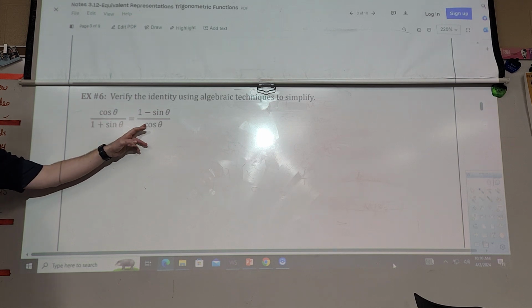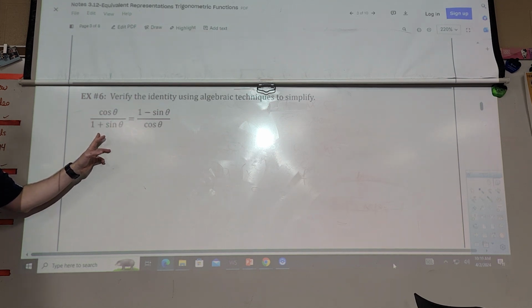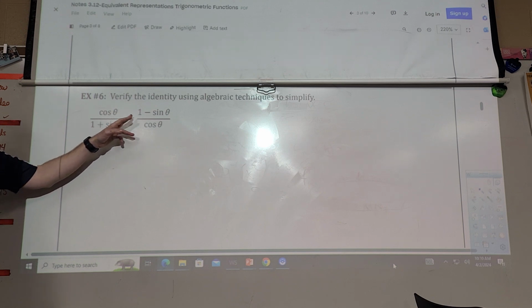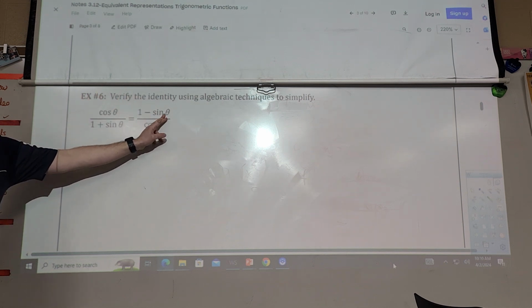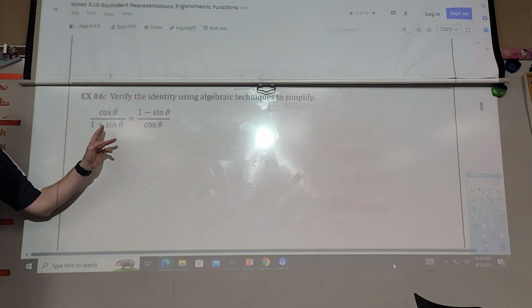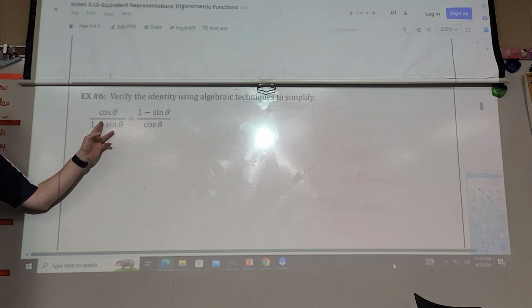So now some people say if I cross multiply, I can get there. If you're verifying something, can you manipulate both sides? No. A verification means I'm going to take one side and make it look like the other. So if it says verify, I can do either side. All right? I can do either side.